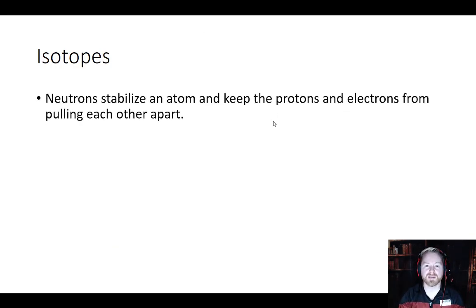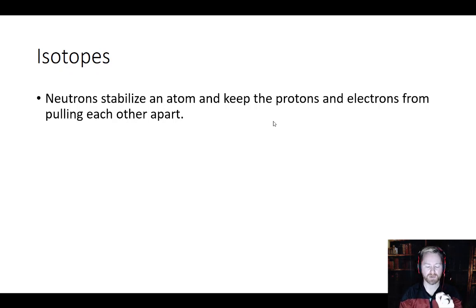Isotopes are really fun. Remember, you have protons, neutrons, and electrons. You cannot change the number of protons. Electrons, we've already changed. That causes ions to form. So isotopes is when you change the number of neutrons. So what does a neutron actually do?